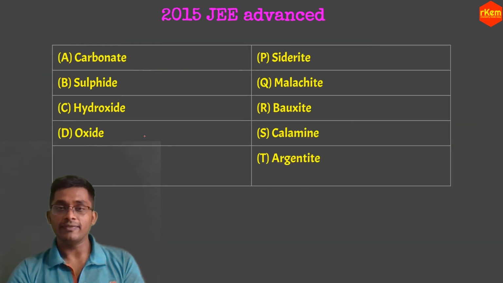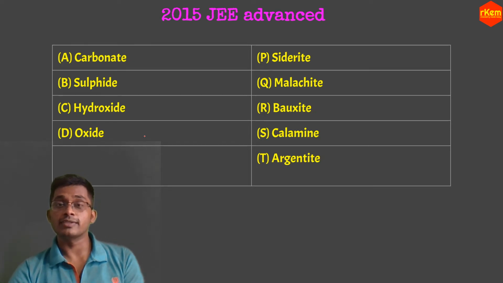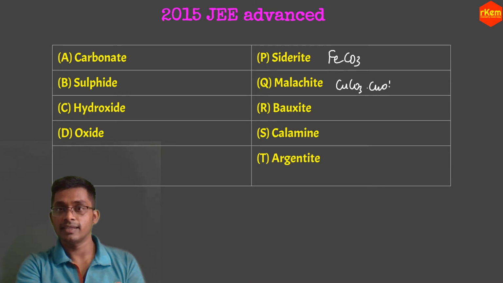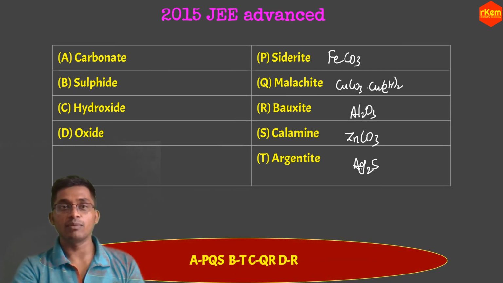And one very, very easy question is given in matrix match. 2015 students are really lucky, because this question is for 8 marks, so they can easily score 8 marks. So what is siderite? You can see the formula. Siderite is FeCO3. Malachite, we have already seen this. Bauxite, Al2O3. Calamine is this. Ag2S is argentite. Just a matrix match question, very simple. Which is carbonate ore, which is sulfide ore, which is hydroxide ore, which is oxide ore.